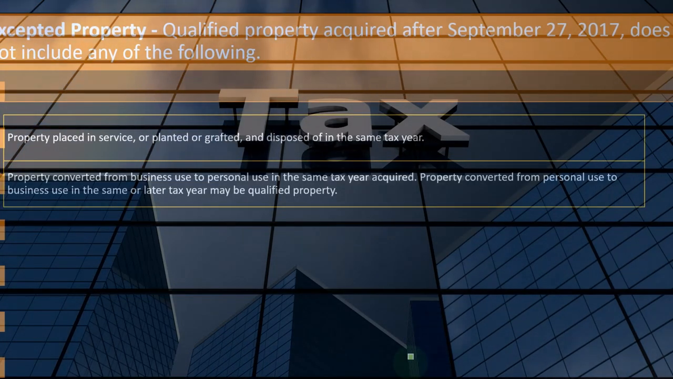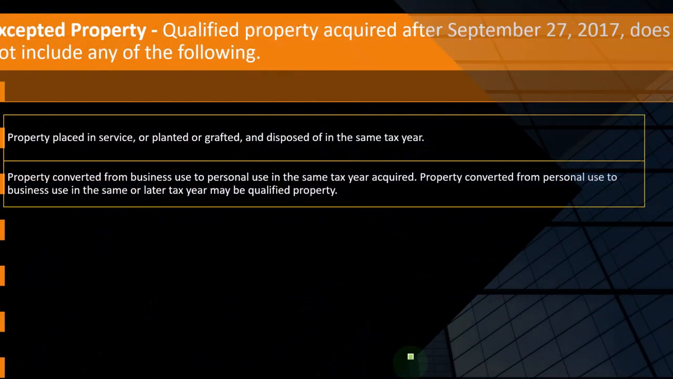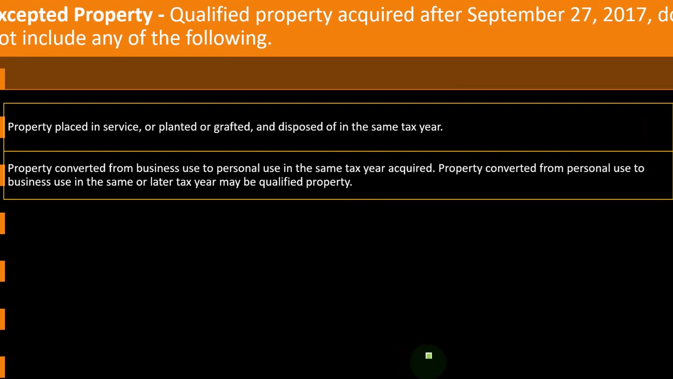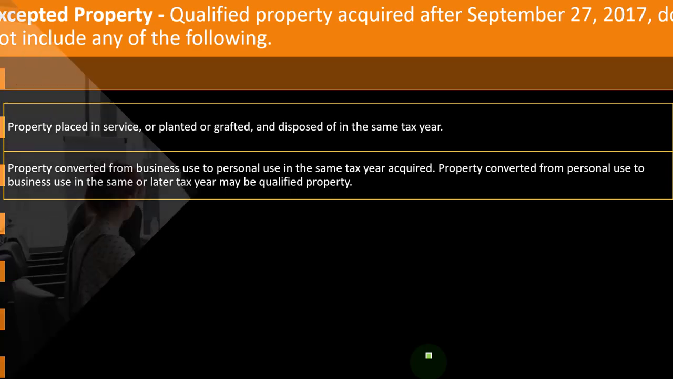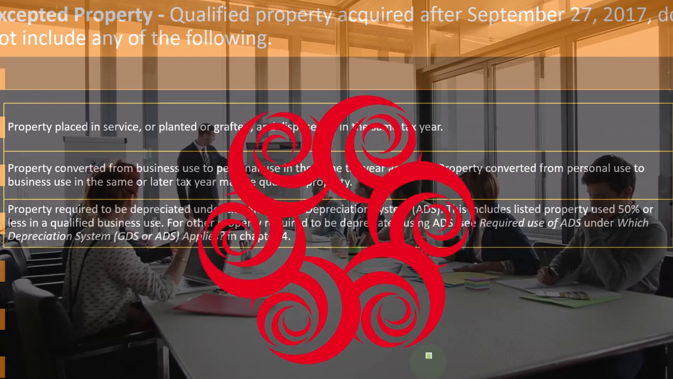Property converted from business use to personal use in the same tax year acquired. You have a similar situation here. It's not really long-term property if it was business property but then you converted it to personal use, because you would only get the deduction, you would think, if it was business related, not personal related. Property converted from personal use to business use in the same or later tax year may be qualified property.